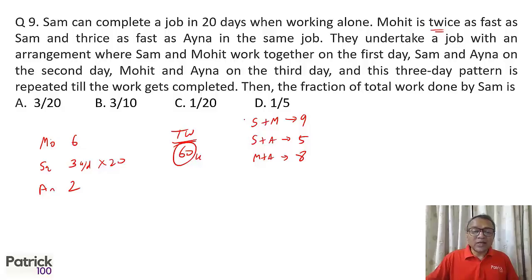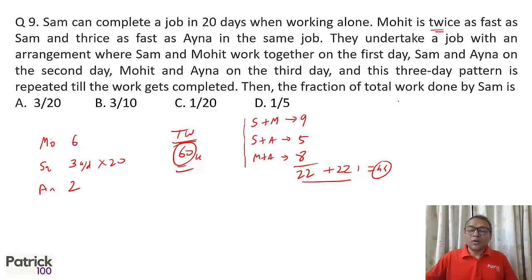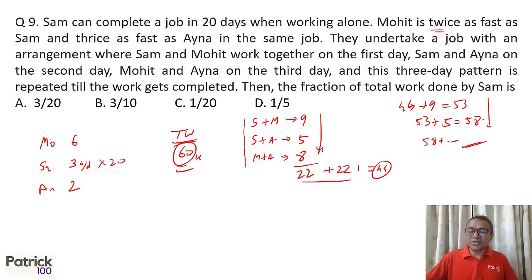So when you do one cycle of work, add it up, you get 22 units of work. I need 60 units of work. So 22 and 22, which is 44 units of work. Then S and M will work 9, which will give you 53. Then S and A will work 5, which will give you 58. And then M and A will work. So it will get over in 2 cycles plus 2 more days plus the extra.